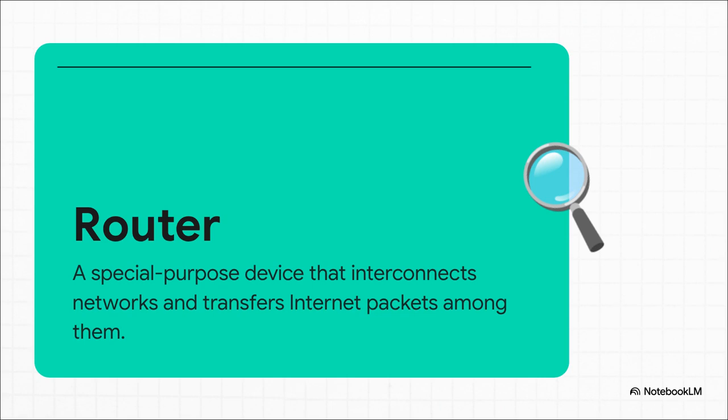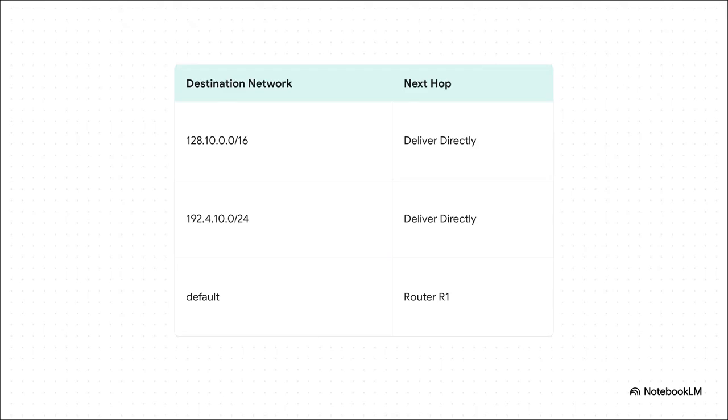Think of a router as a traffic cop, or maybe an employee at a mail sorting facility. It doesn't need to know the entire map of the world. All it does is look at the address on a packet and make one simple decision. Okay, where do I send this next to get it just one step closer to where it's going? And how does it make that decision so blindingly fast?